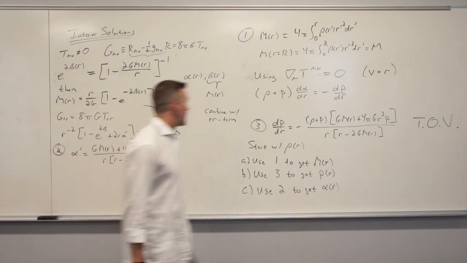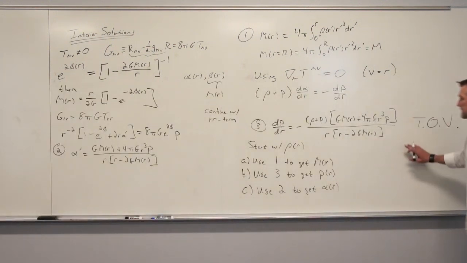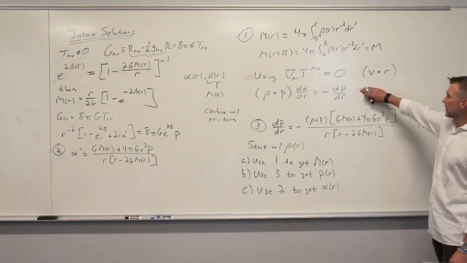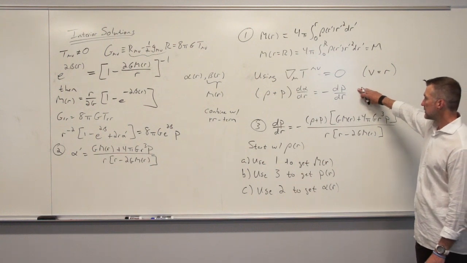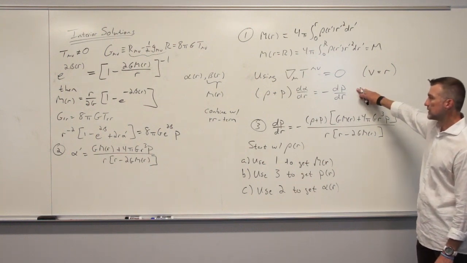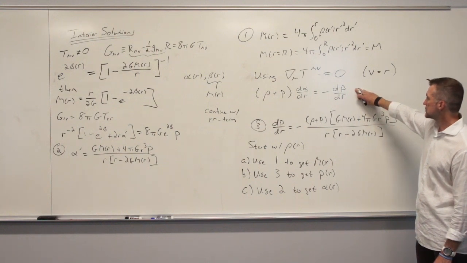Why would you use that one instead? That makes sense. Which one? This one? The del mu t mu nu equals 0. Oh. To get alpha? Because you already have the information from 2 buried in 3 somewhere, right?